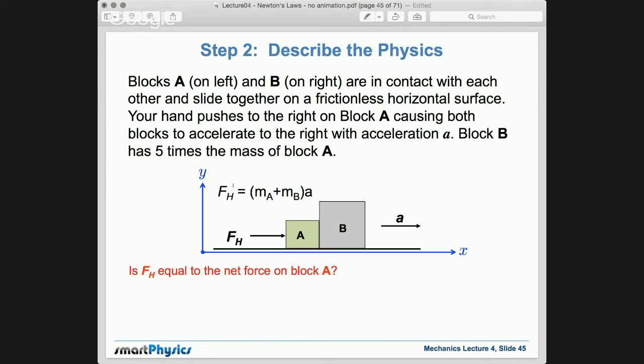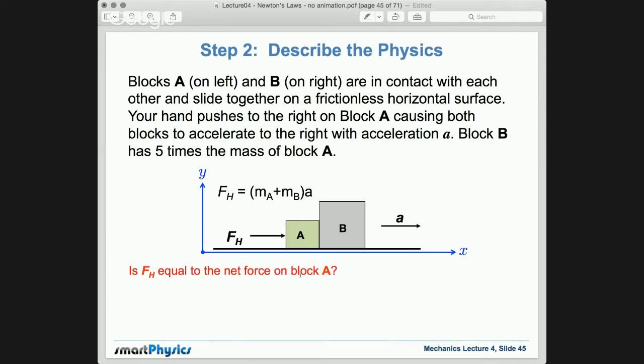So now we know the magnitude of the horizontal force, the force from the hand. It's equal to mA plus mB times the acceleration a. Even if we think about these two blocks as separate, you've already found the magnitude of the pushing force from the hand. Given that, another question we could ask to understand the physics here: I already said that the only horizontal force acting on the composite block is the force from your hand, FH, and so is that equal to the net force on block A? That's what you're actually being asked to find in this problem.